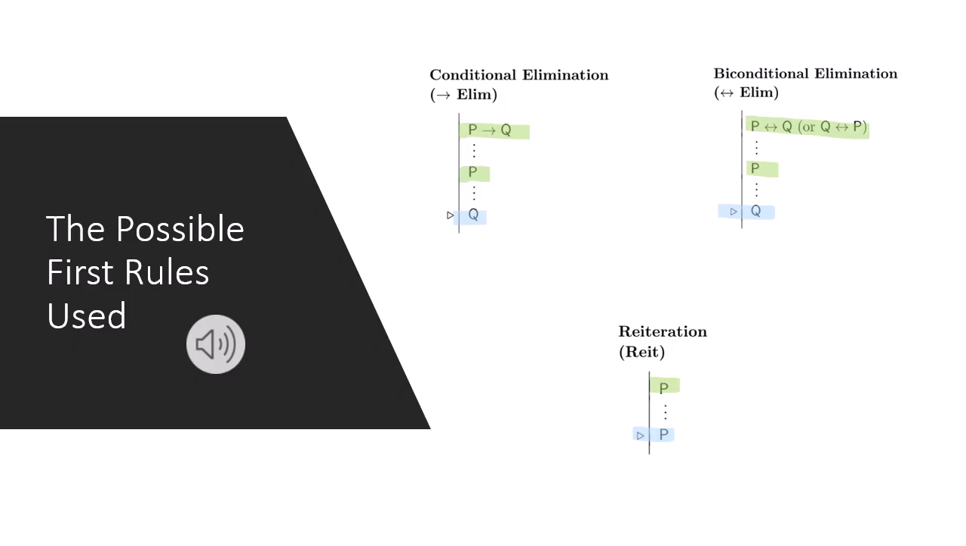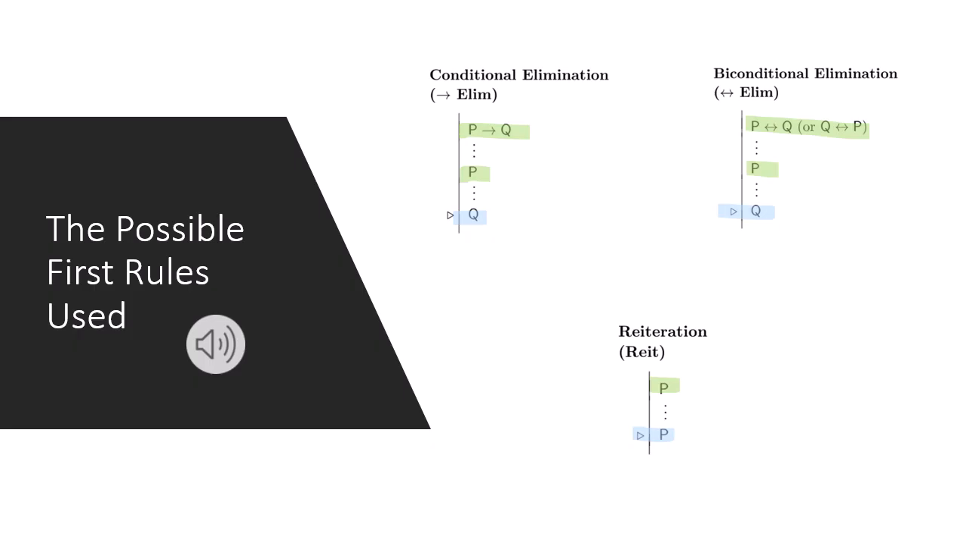Let's finish off the remaining three rules we could have used on our very first step of a formal proof. Now, the remaining rules all have subproofs that they need to cite, and so it wouldn't be possible to apply them on the very first step.